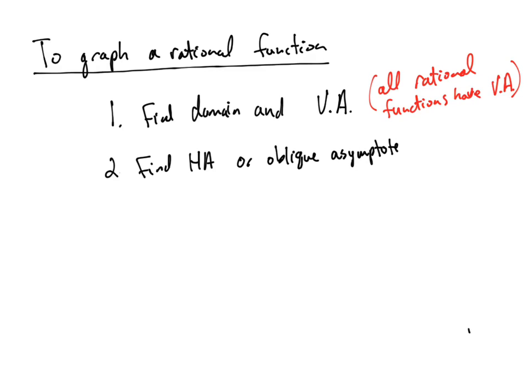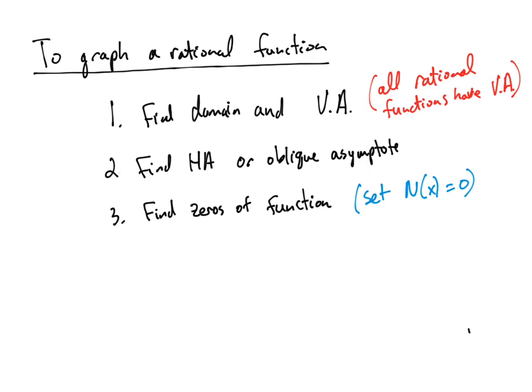Okay, so the rational function may or may not have a horizontal asymptote, and it may or may not have an oblique asymptote. So a rational function always has a vertical asymptote, but it may or may not have the other types of asymptotes. Next, we want to find the zeros of the function, and we do that by setting the numerator equal to 0 and solving.